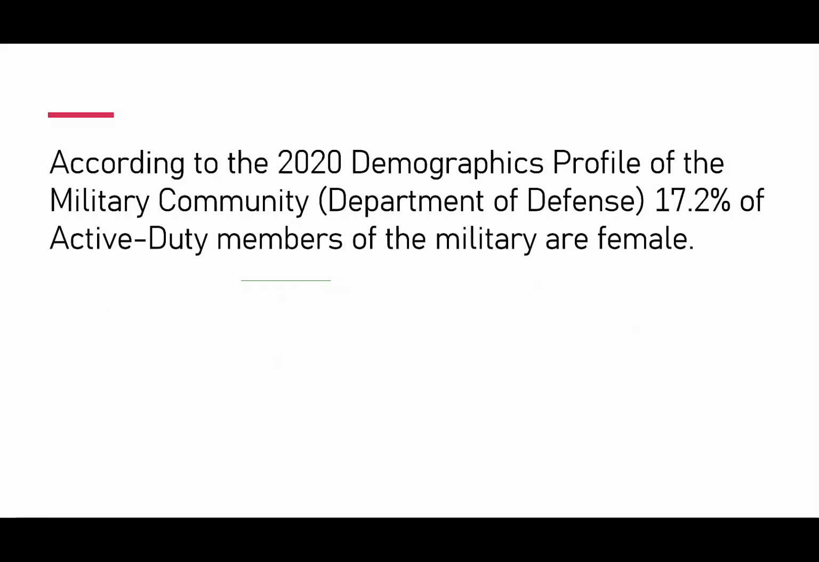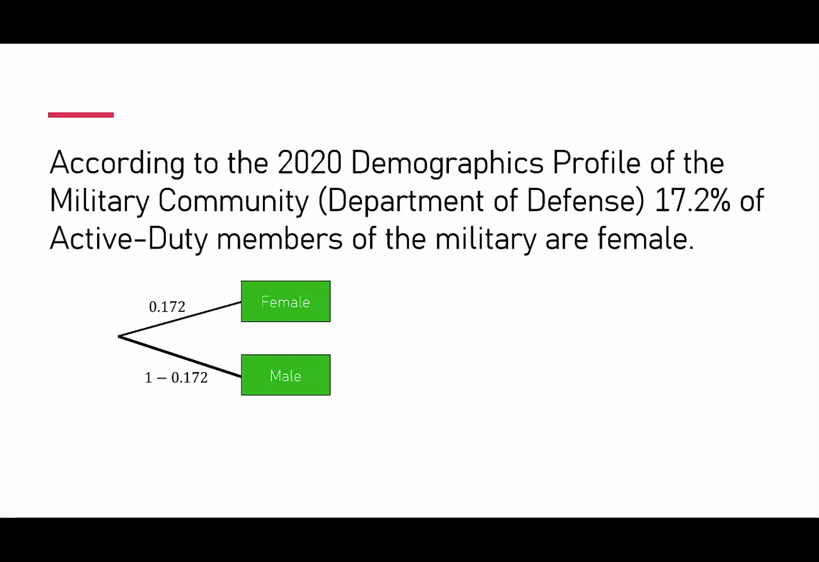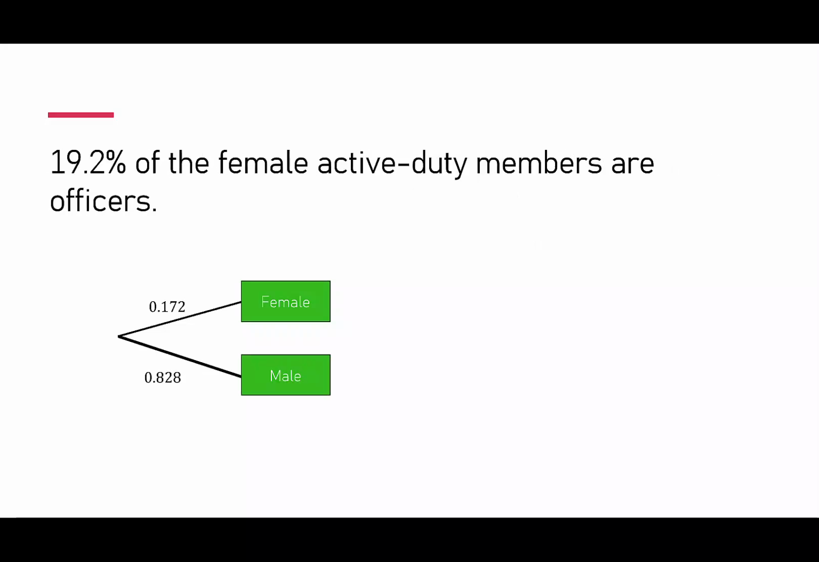Let's start with the 17.2% of active duty members that are female. We'll make our first branch, label it female, and put on that that's 17.2%, which I called 0.172. If 0.172 of the active duty members are female, then the rest, which is 1 minus 0.172, are male. That gives us 0.828.